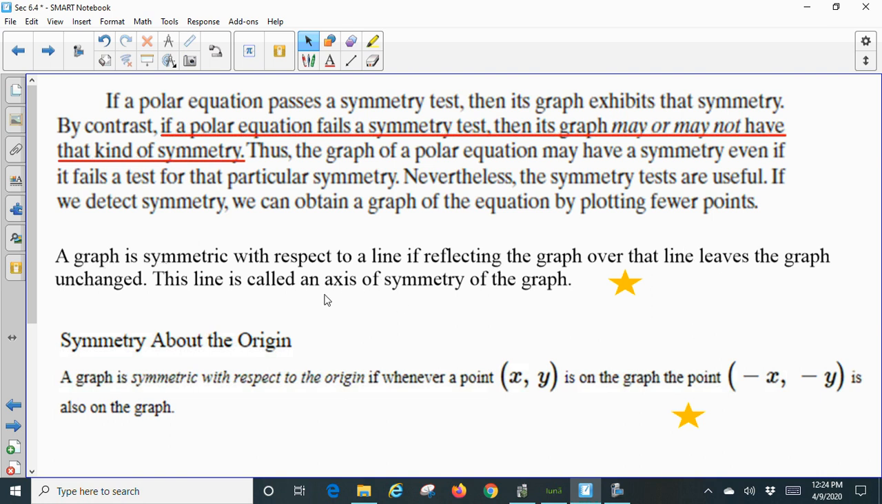Quick review of the types of symmetry. A graph is symmetric with respect to a line if reflecting over the line leaves the graph unchanged. This line is called an axis of symmetry.